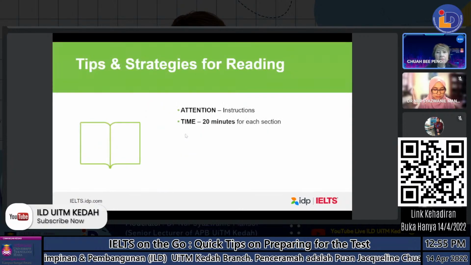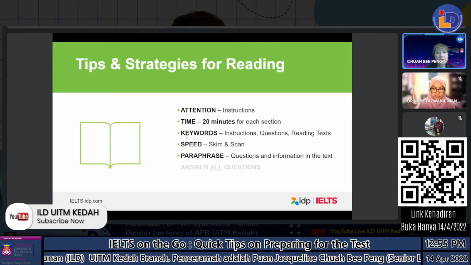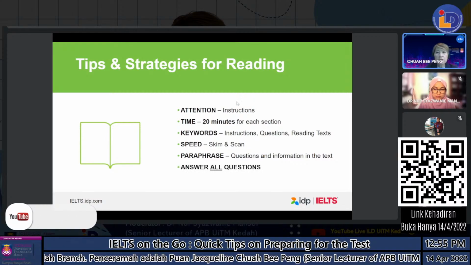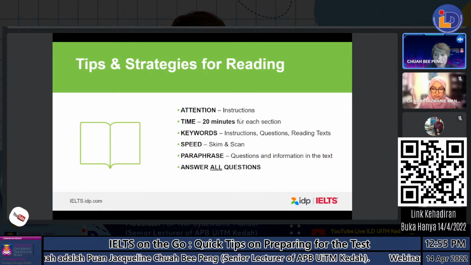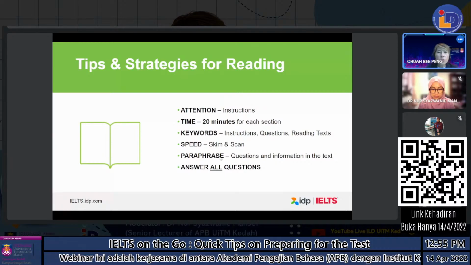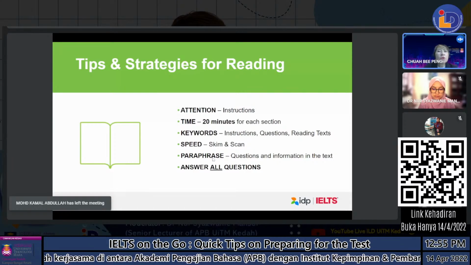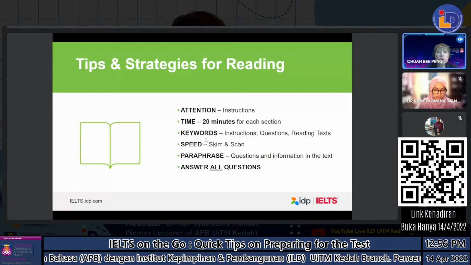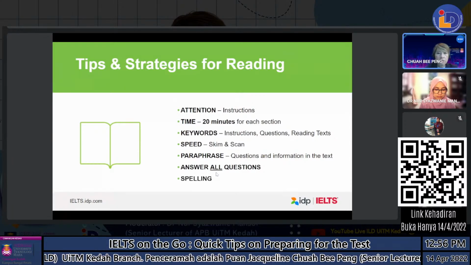And for reading, again, the same thing. Watch out for the instructions. Make sure you spend only 20 minutes for each section and mark the keywords. Practice skimming and scanning, and also go back to Google or go and dream about your previous English teachers to know more about paraphrasing, because this is a big part of the IELTS test. And answer all questions. Also, spelling is important, right?